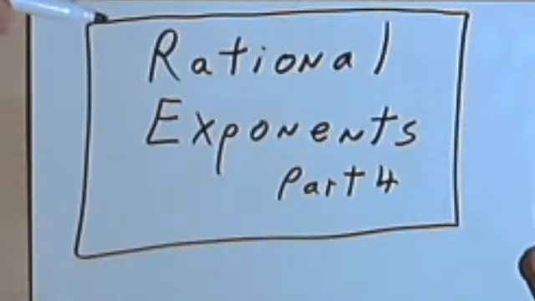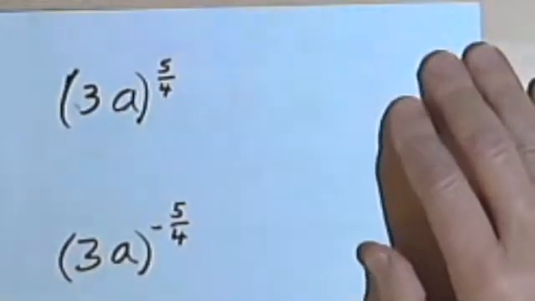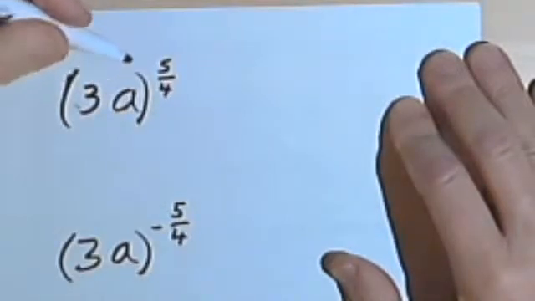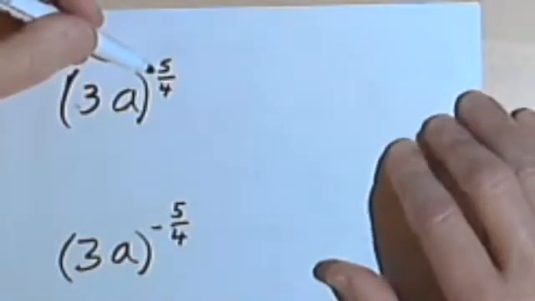This is going to be the fourth video about rational exponents, and I just want to go over a few more examples that I couldn't fit into the third video. So here we go. What I've got here is 3a in parentheses, and that whole thing is raised to the 5/4.